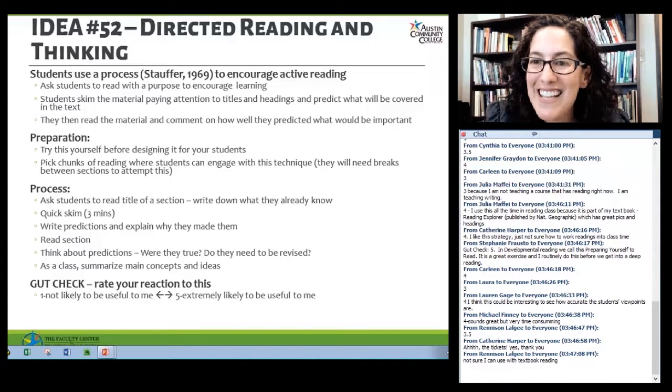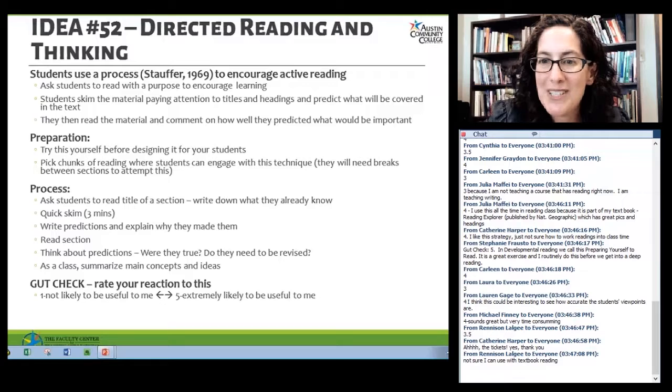Stephanie is liking this. Oh, she said, in developmental reading, you call that preparing yourself to read. And yeah, it's a really good way to get people to think about what they're about to do. All right, so we've got some 4s and some 3s.